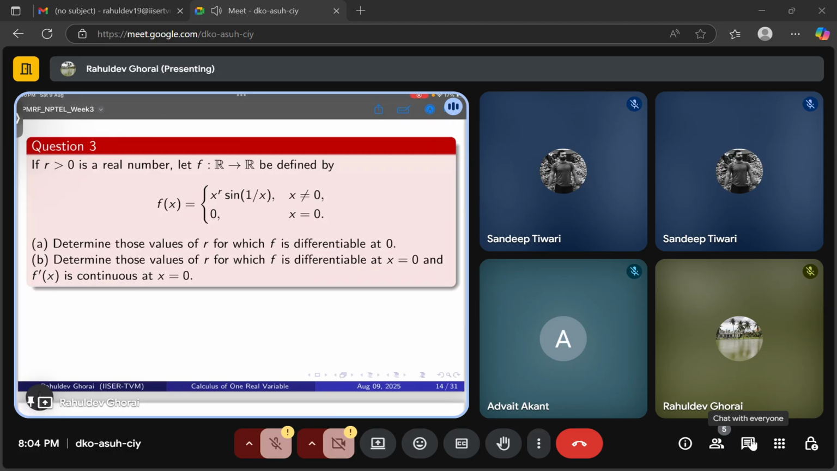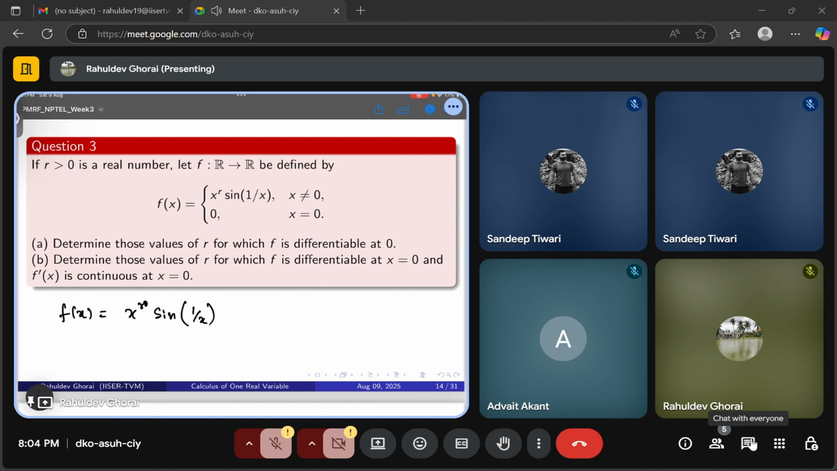Okay, and this one will be also similar, right? So how do we do that for differentiability? f of x equal to x to the power r sine of 1 by x. This type of question may come. I've seen it in the NET exam or JAM exam. It used to come, now I don't know whether it will come.